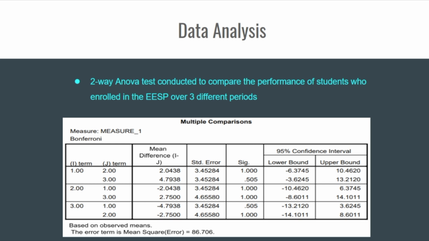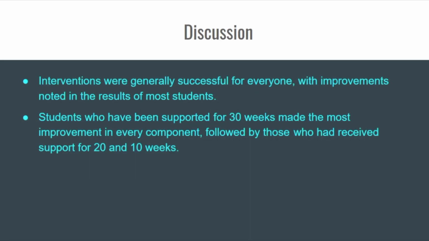So we have more or less looked at the scores under each component. On top of that, we combined the scores of all the students in the 3 groups for all the 3 components and did a 2-way ANOVA to compare them against each other. What it demonstrated was that interventions were generally successful for everyone, with improvements noted in the results of most students, and the general trend is that the students who have been supported for 30 weeks made the most improvement.